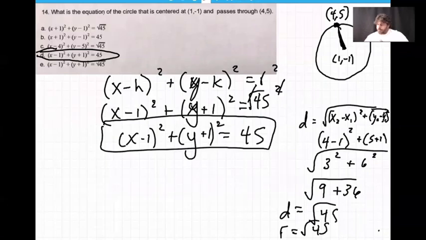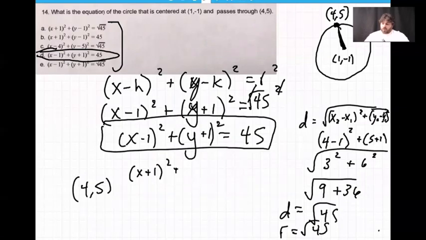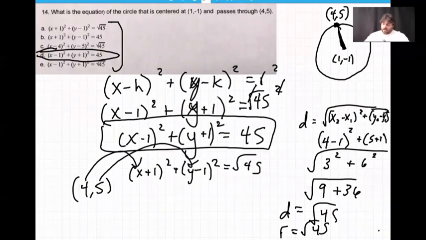Okay. Alternately, you could just guess and check here. You could plug in numbers, right? 4, 5 should make the equation true because it's a solution. It's on the circle. So you could take answer choice B, which says (x plus 1) squared plus (y minus 1) squared equals square root of 45. And you plug in x equals 4 and y equals 5. You'd get (4 plus 1) squared plus (5 minus 1) squared equals square root of 45.